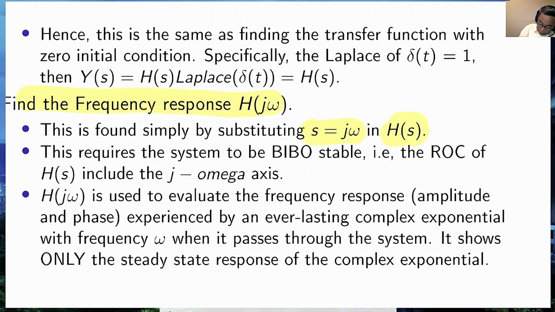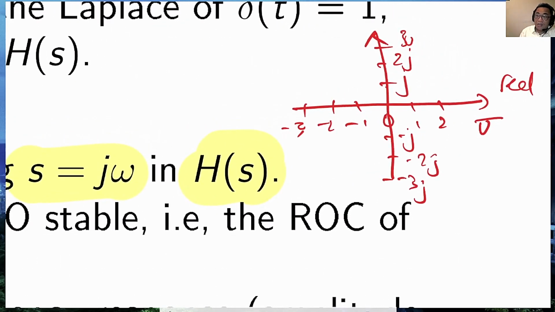Where is s equals j omega? If you draw s, what is s? s is a complex number. A complex number has sigma as the real part. So this is 0, this is 1, this is 2, this is minus 1, minus 2, minus 3, and this is j, 2j, 3j, and so on, minus j, minus 2j, minus 3j. This 2D surface is the complex plane.